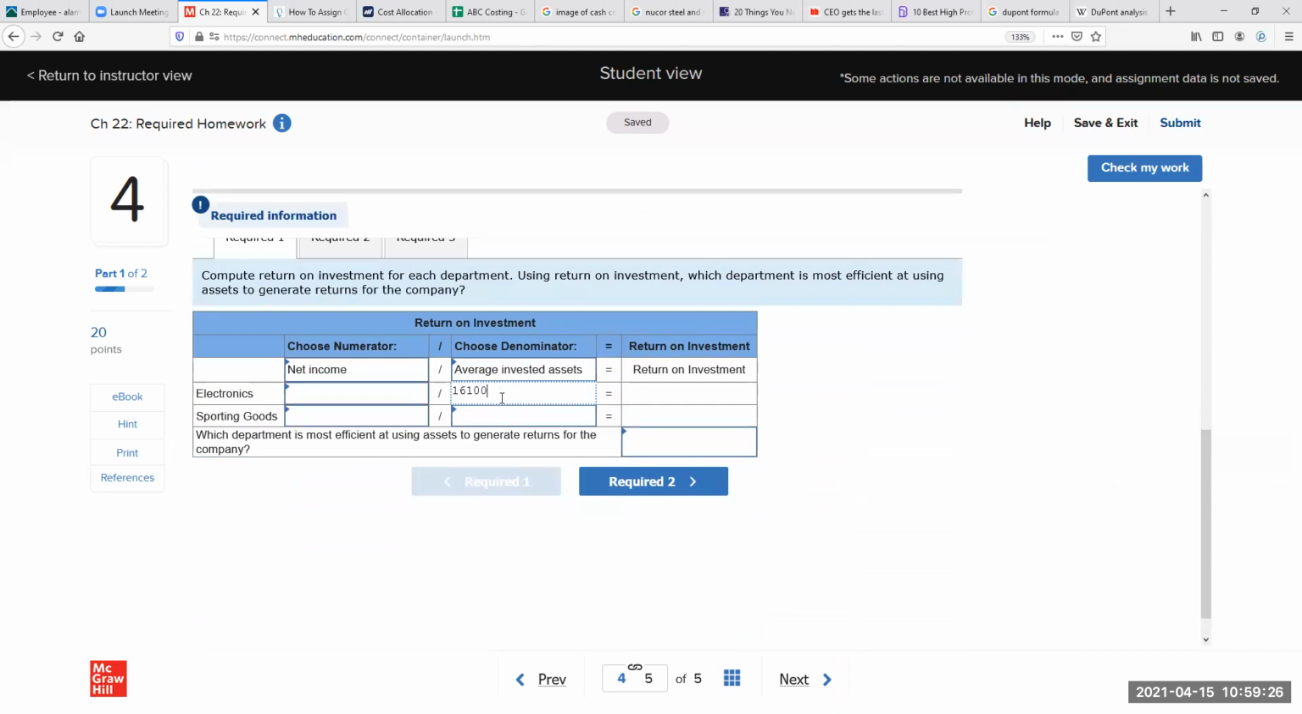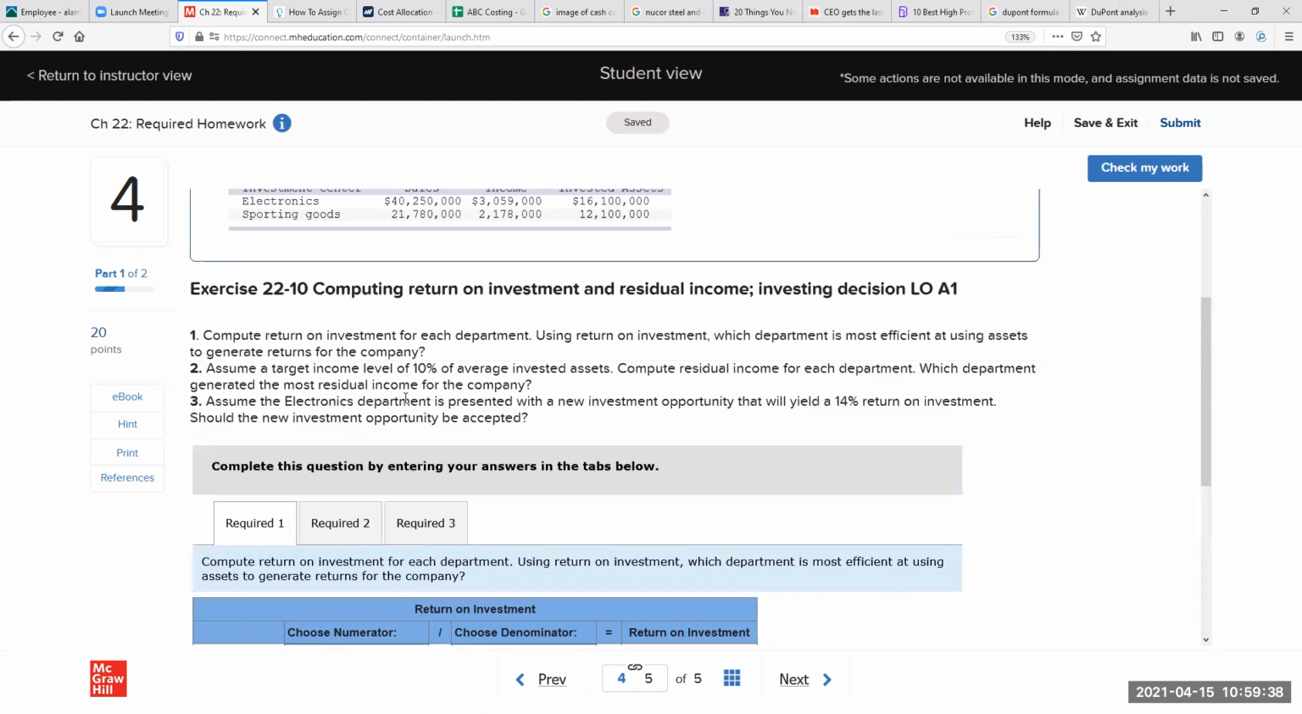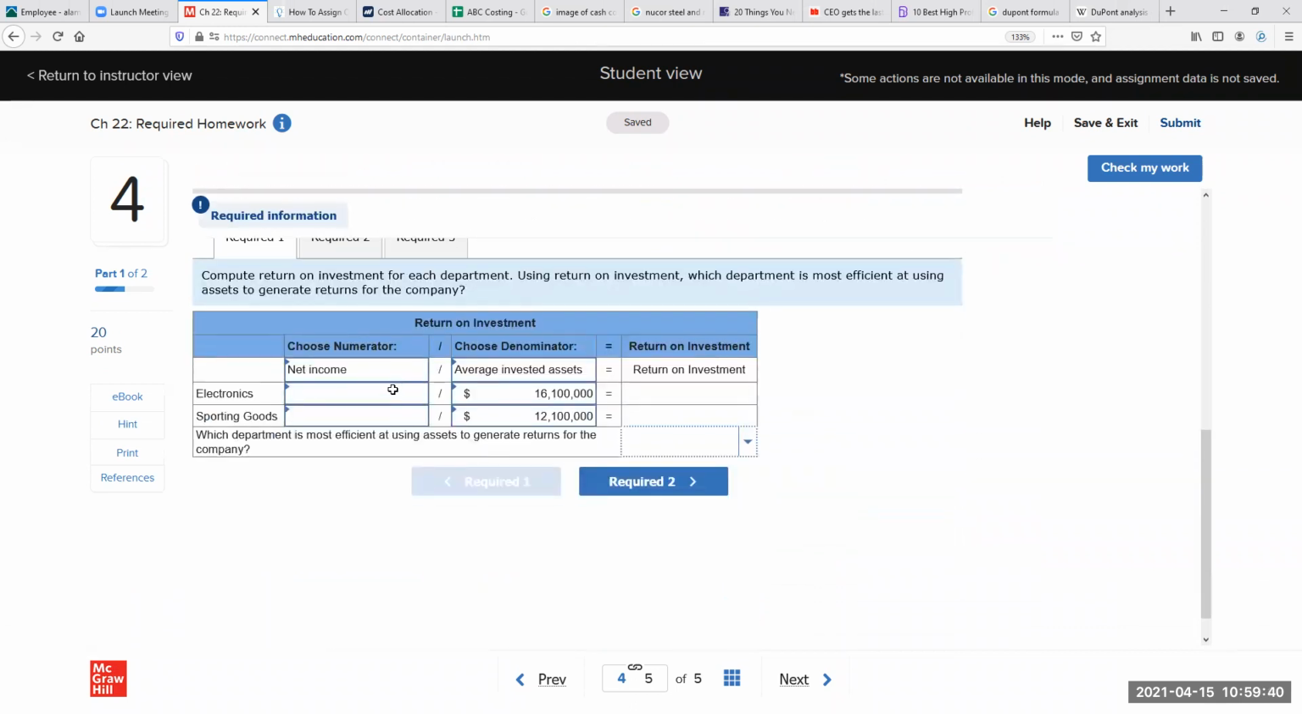But think about it. It would be what you have at the beginning of the year and at the end of the year invested, you know what I mean? The average invested assets, beginning of the year and end of the year divided by 2 to get the average. Now, what's the net income?